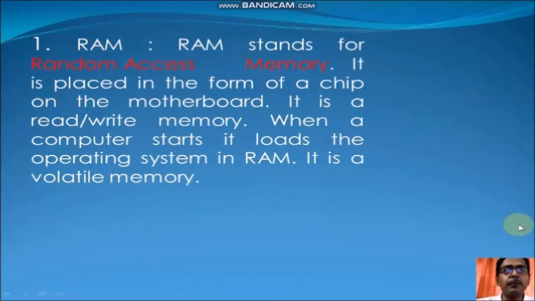It is placed in the form of a chip on the motherboard. It is a read-write memory. Means anytime, whenever we work, we can read whatever is the contents from the RAM, and also we can write onto it. When a computer starts, it loads the operating system in RAM. The operating system software is in a hard disk. When the computer system is started or booted, that software is loaded from the hard disk into the RAM and makes the computer system ready.